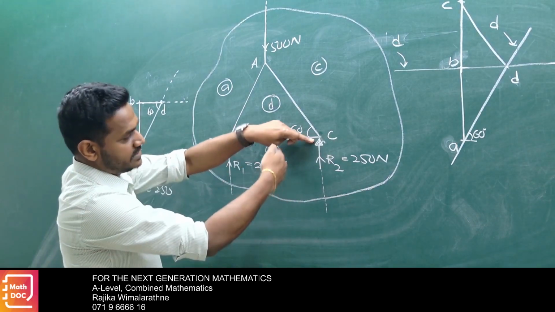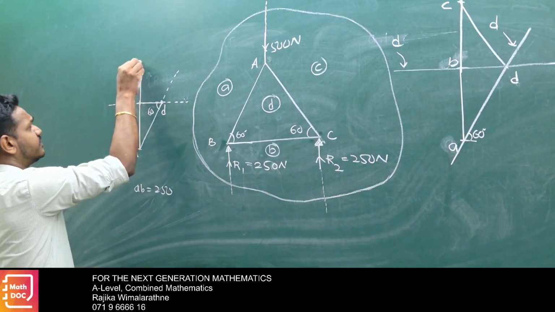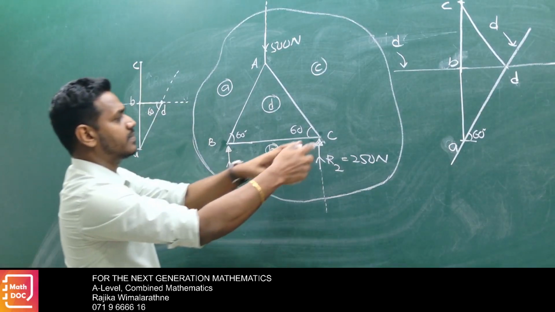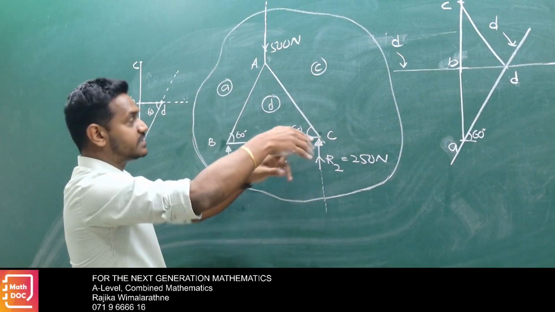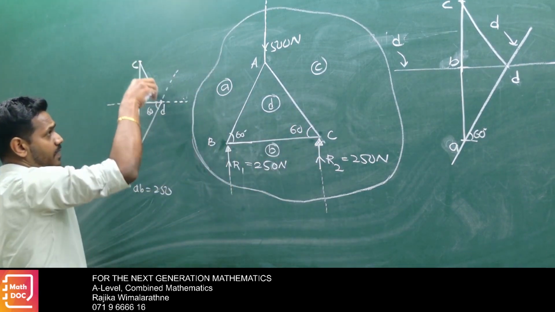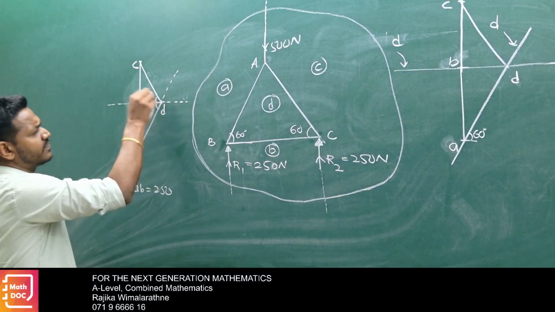Then go to the other vertex. Again go in the same sense. B to C upward 250. CD at 60 to the horizontal.